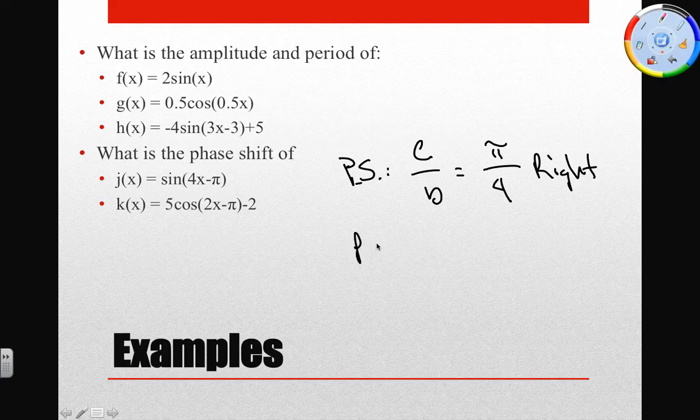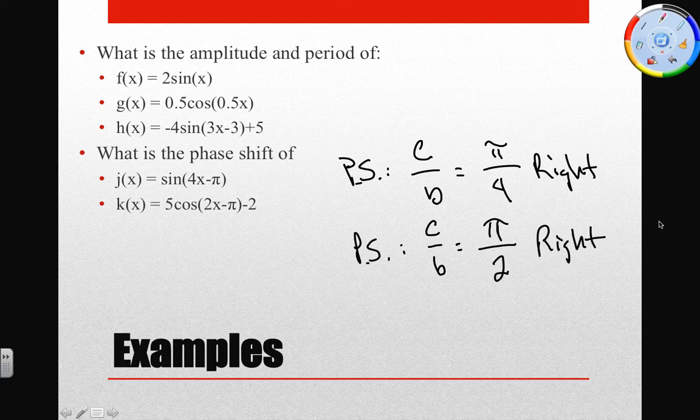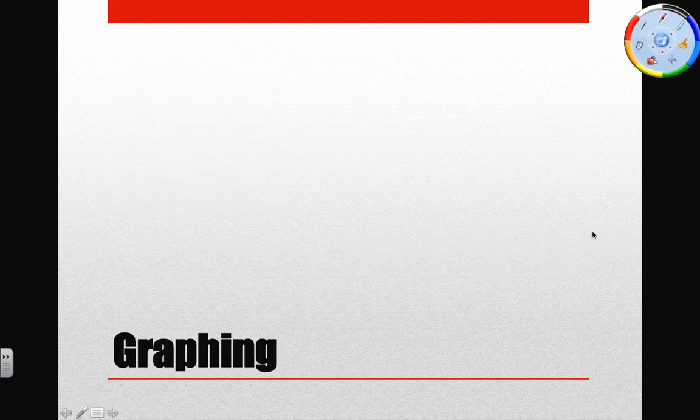This one, again, easy, phase shift is C over B. C is pi. B is 2. The minus there tells me it's a shift of pi halves to the right.